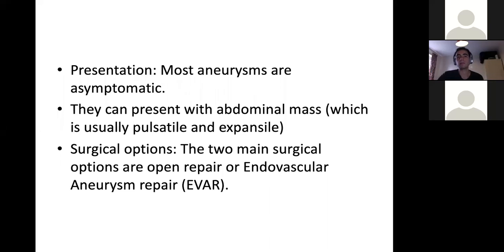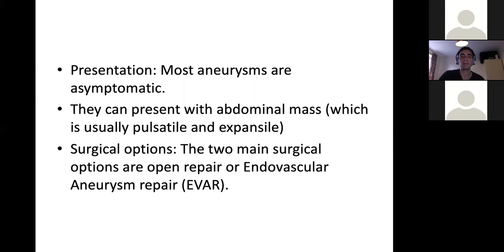Most people with an aneurysm are likely to be asymptomatic. They might report a mass that's pulsatile on examination. Now, obviously, the other type of presentation is an emergency, where patients are acutely unwell. Now we're talking about aneurysms in the elective setting.